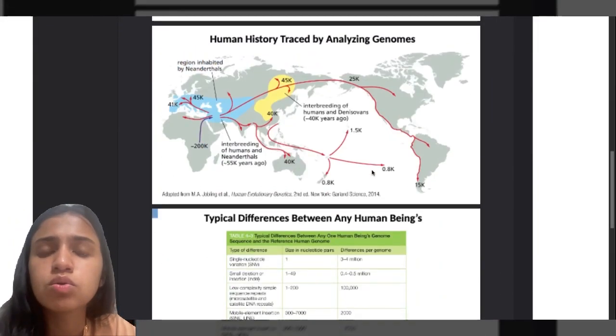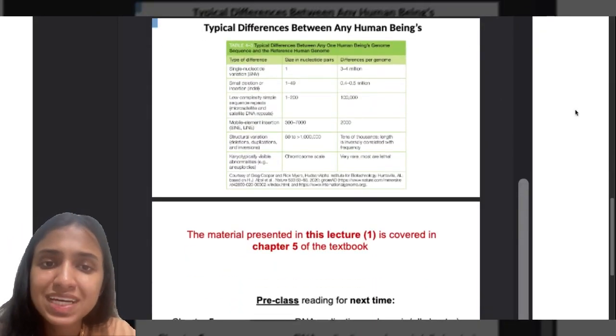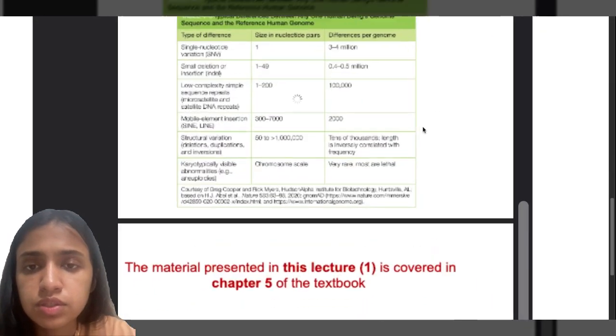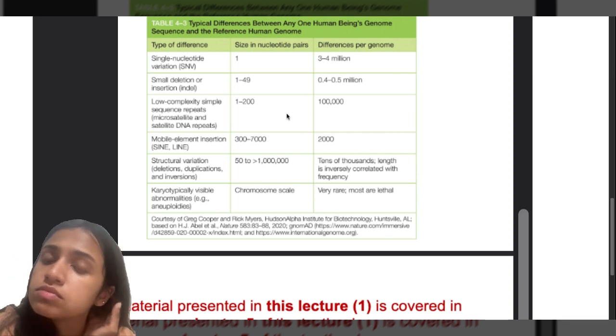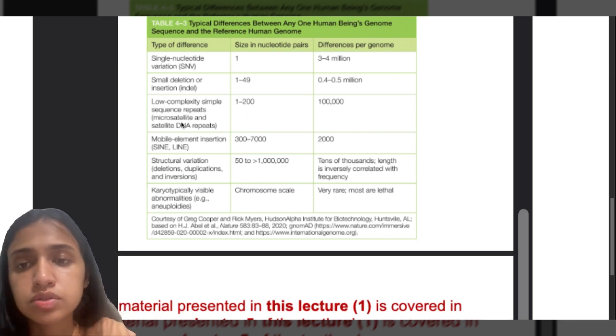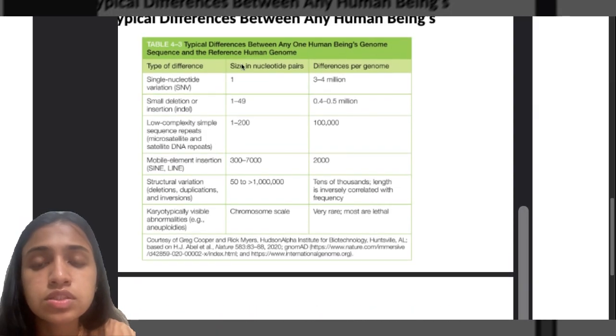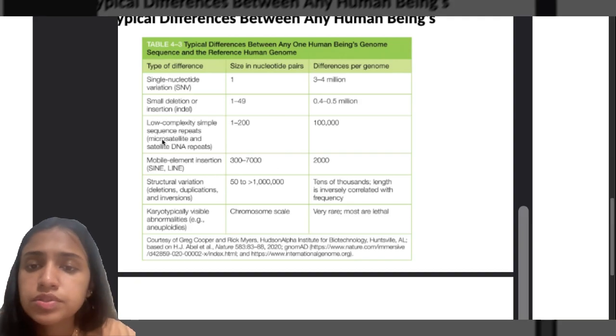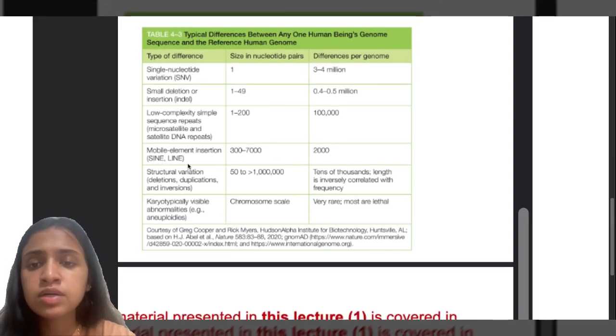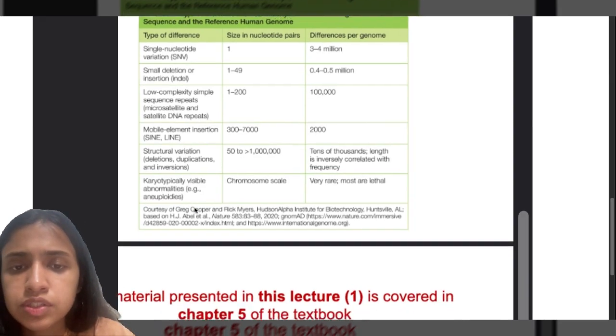Then we are going over the typical differences between any two human beings. You have the single nucleotide variations, the size of nucleotide pairs. The difference might be 3 to 4 million. Small deletions, there's a lot. So essentially what they're trying to say is there's a lot of difference between one human being's genome sequence in reference to the human genome. The low complexity, simple sequence repeats, mobile element insertion, structural variation, karyotypic.